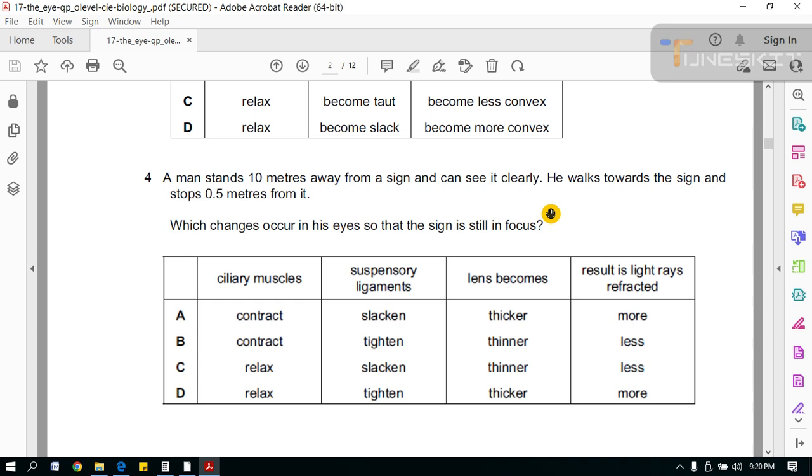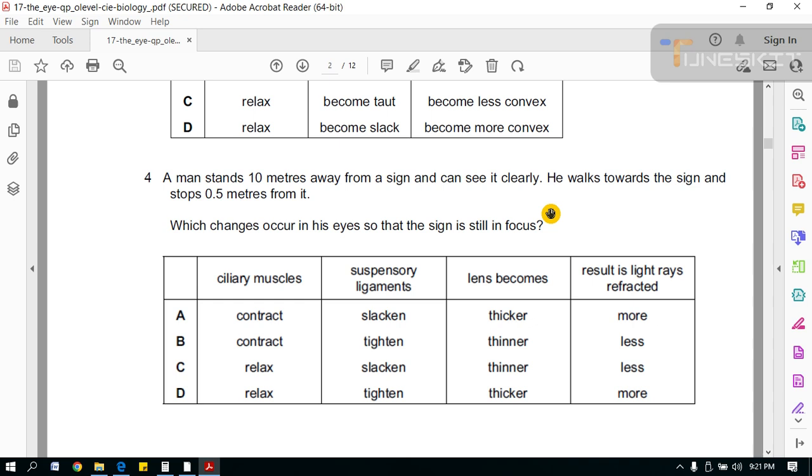He walks towards the sign and stops 0.5 meters from it. What changes occur in his eyes so that the sign is still in focus? So now you have to understand here what type of changes actually occur in the structures of an eye when we see things which are close to us, which are near to us.